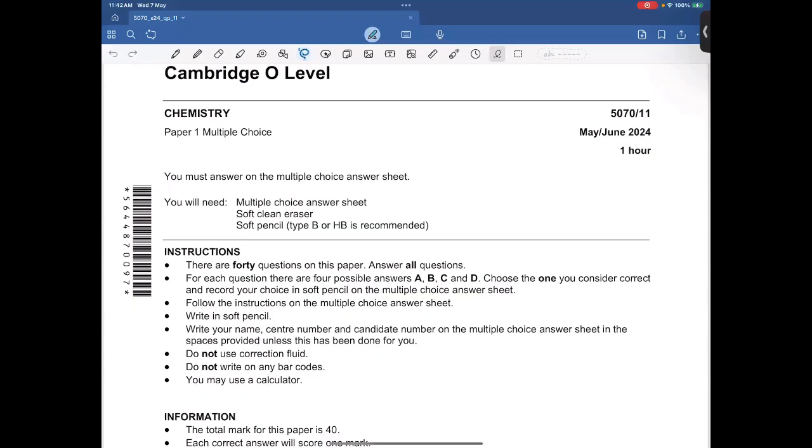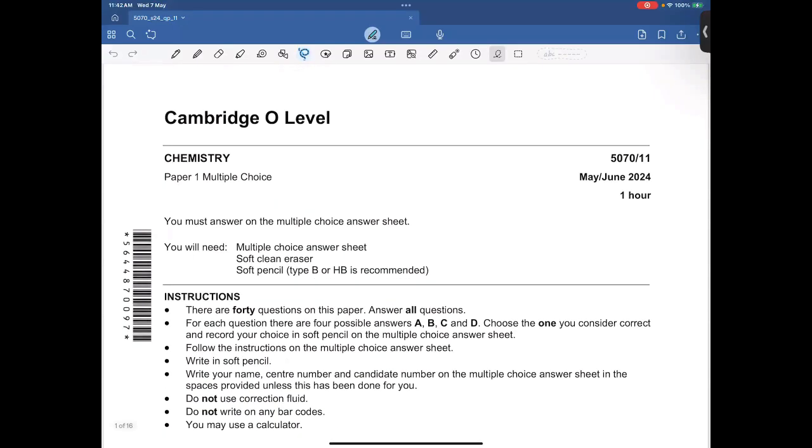Assalamu alaikum, everyone. Let's start paper 1, multiple choice questions of O-level chemistry, May/June 2024, variant 11. Let's see what we have in this paper.